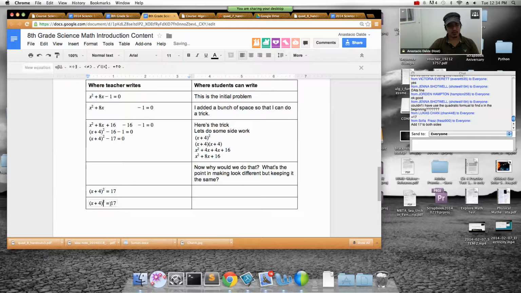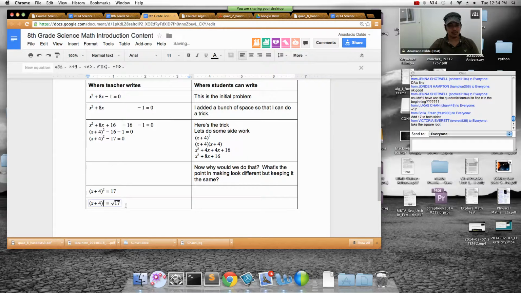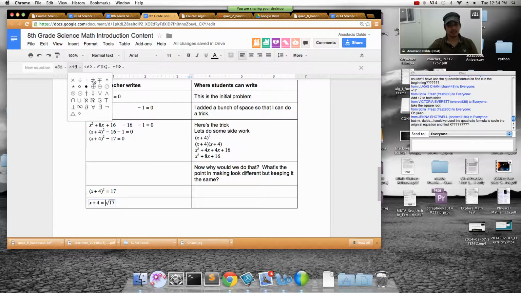So what I'm going to do is take the square root of both sides. Taking the square root of both sides gets rid of that, but it also gets rid of this. And I'm going to tell you now that you add this weird looking symbol in. It looks like this. And I'll explain to you why we did that.